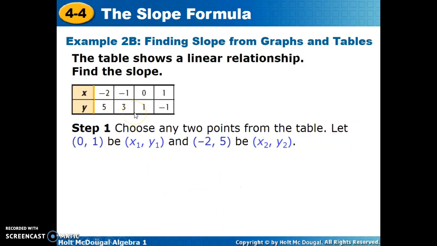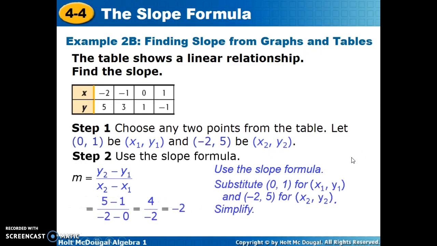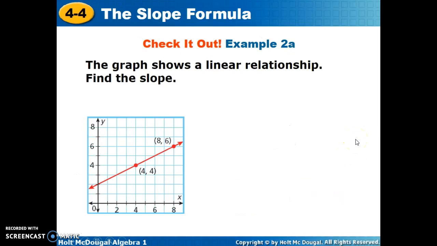The other thing that might happen is this. You're told that you have a linear relationship. Now find the slope. Well, all of these points fall on the same straight line. Therefore, between any 2 points, we have the same constant rate of change. So let's let 0, 1 be one of our points and negative 2, 5 be the other point. We simply use the slope formula by plugging in. And we get 5 minus 1 over negative 2 minus 0, simplifying to a slope of negative 2.